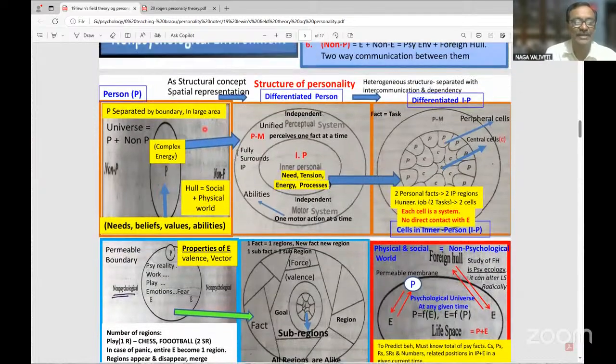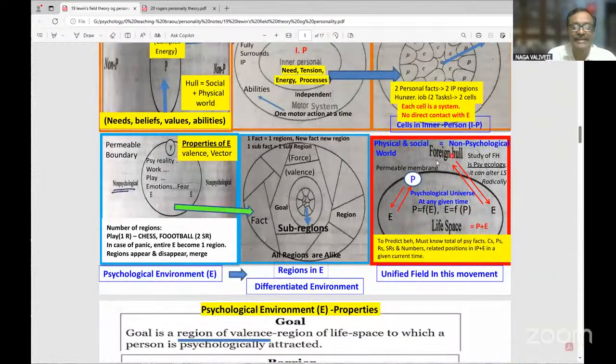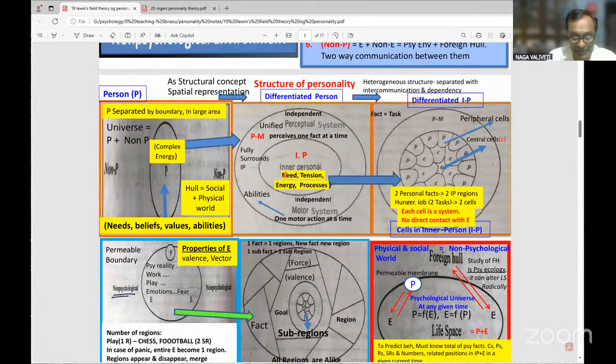Here, if you see, the hull is creating this. He has seen a sweet shop. You want candy. That candy need is generated in the IP. The sight of the candy arouses the need, right? In the inner P. Then the need does three things. It releases energy, thereby arousing tension in the IP.